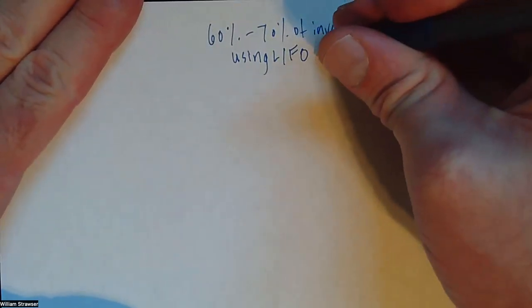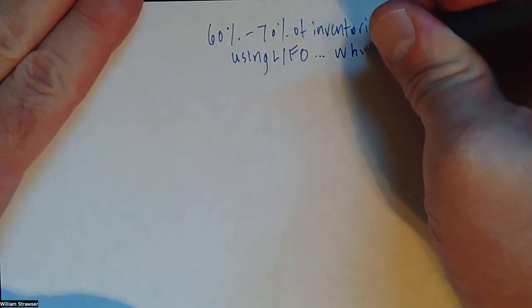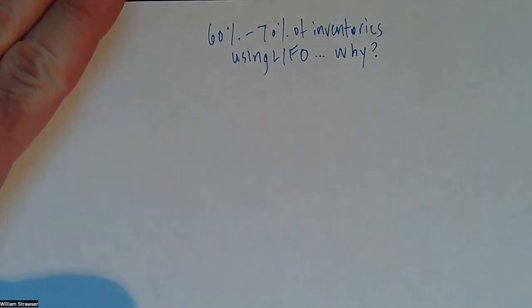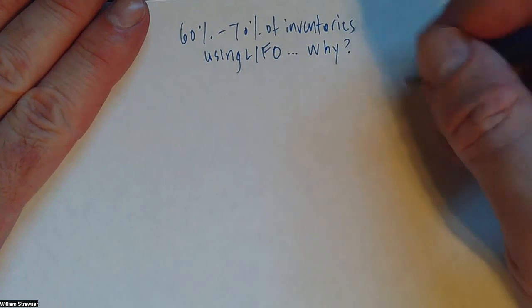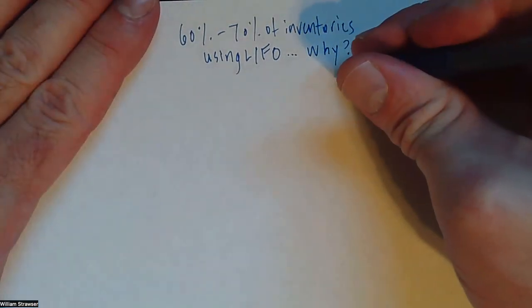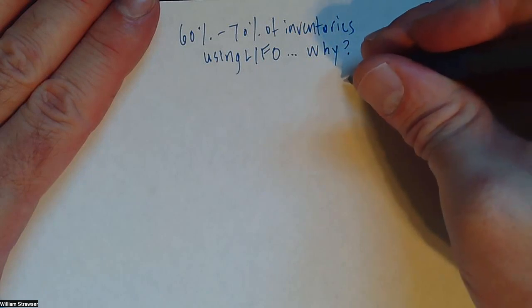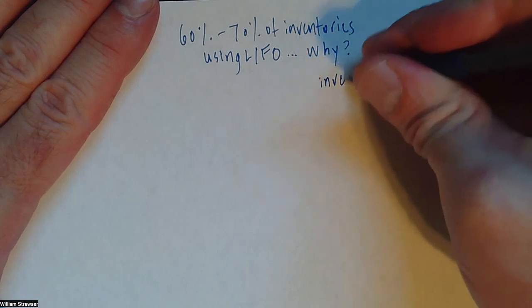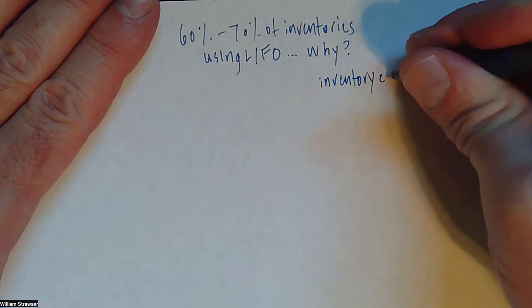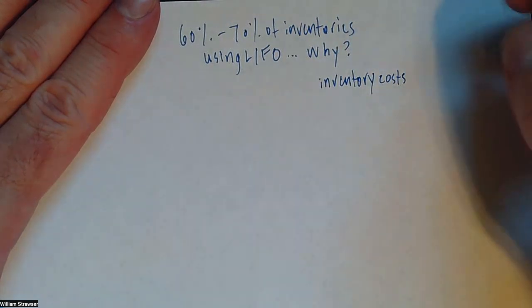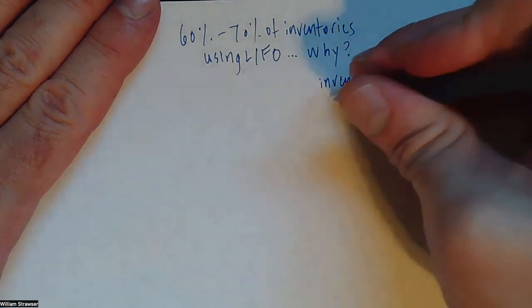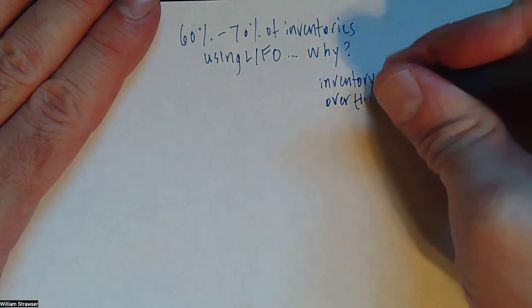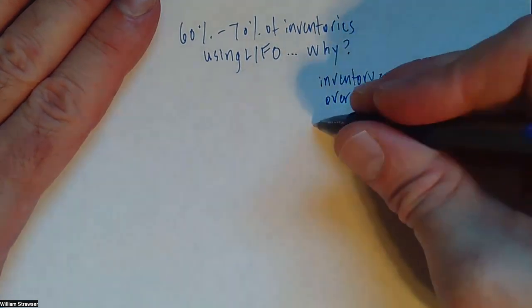So why is that? Why is there such a clear distinction and preference for LIFO? And really, it revolves around the basic, I don't want to call it an assumption because it tends to be true over long periods of time, but inventory costs rise over time. So the cost of producing or obtaining inventory tends to rise over time for manufacturers and retailers.